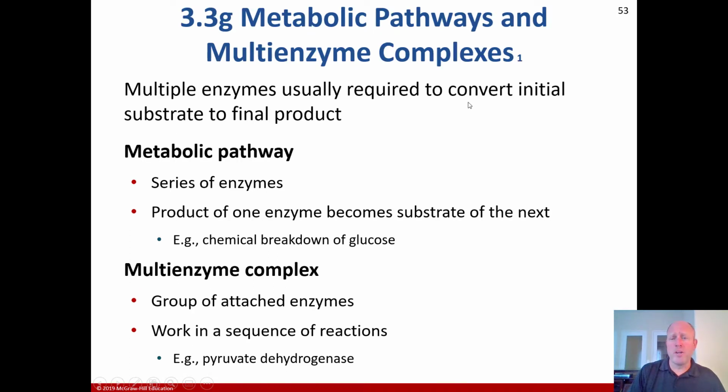Multiple enzymes are usually required to convert initial substrate to final product. One enzyme is not going to solve all, right? In a metabolic pathway, it's a series of enzymes that are playing a role. The product of one enzyme becomes the substrate of the next, as with the chemical breakdown of glucose. We already saw that cycle before. A multi-enzyme complex is a group of attached enzymes that work in a sequence of reactions, like the pyruvate dehydrogenase complex. And that is our section for enzymes.